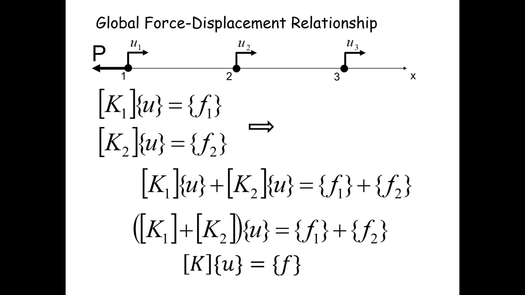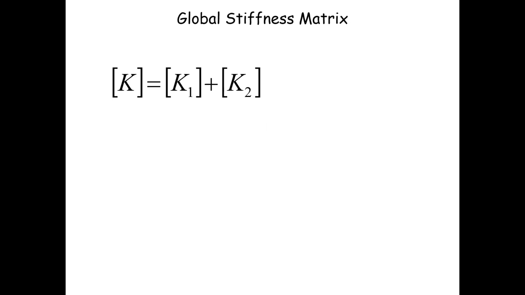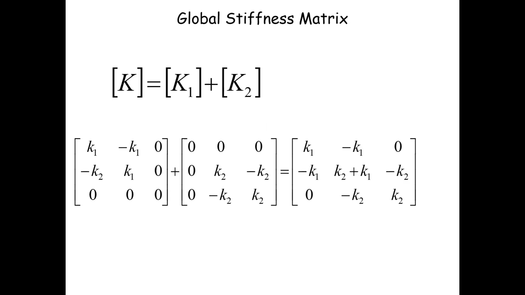We add the expanded 3 by 3 matrices for K1 and K2 to get the final global stiffness matrix K. Notice how the term at the second row, second column becomes K1 plus K2. This is because both elements 1 and 2 contribute stiffness at the shared node, node 2.